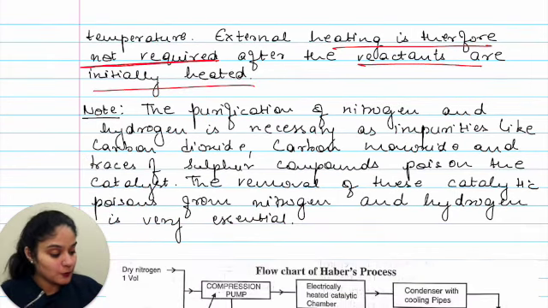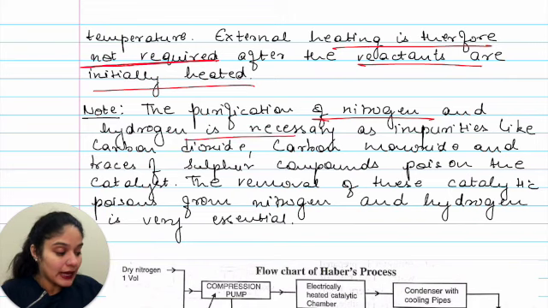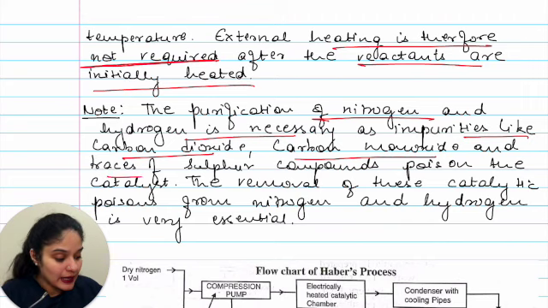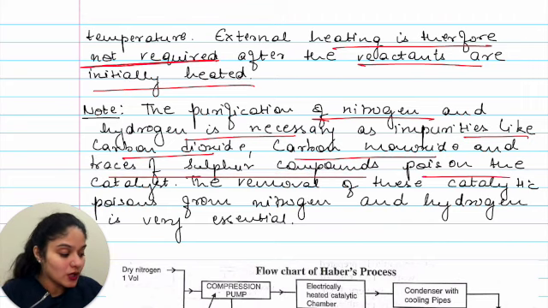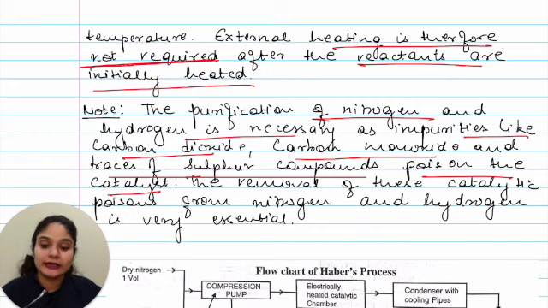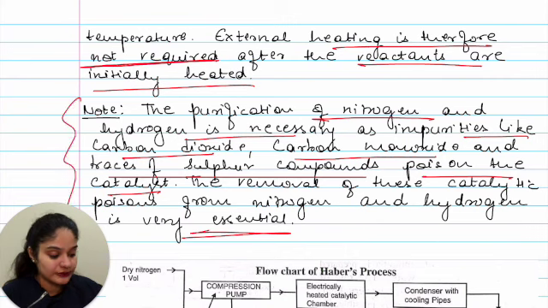Now, the purification of nitrogen and hydrogen is necessary as impurities like carbon dioxide, carbon monoxide and traces of sulfur compounds poison the catalyst. Okay. The removal of these catalytic poisons from nitrogen and hydrogen is very essential. This is an important one.